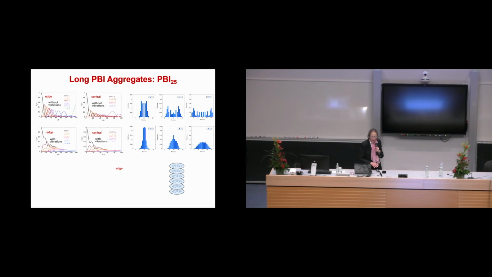All right, so now I'm going to go to long aggregates. So this is an aggregate of 25 units. And on the left, we see the dynamics, the populations of all the other states. We are placing excitation on the edge unit, and we see all the other units get excited one by one in sequence here in the absence of vibrations. And we have pretty simple shapes in the absence of vibrations here.